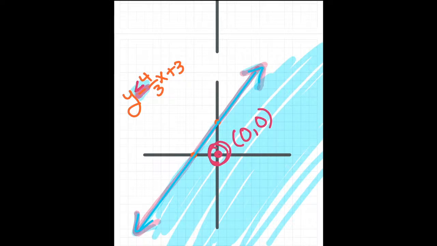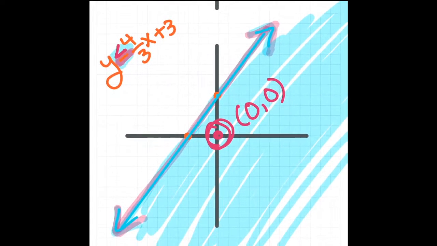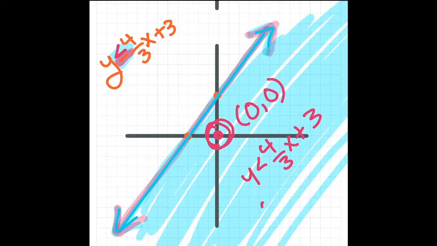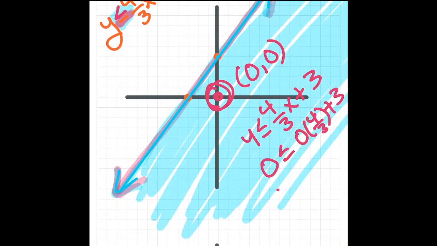If you want to use other numbers, you go right ahead and knock yourself out. But I see a fraction here, and your boy's not trying to pile on extra work. Okay, let's do (0, 0). Let's test it. y is less than or equal to 4/3 x plus 3. Therefore, 0 is less than or equal to 0 times 4/3 plus 3, which means 0 is less than 0 plus 3, which means 0 is less than 3.